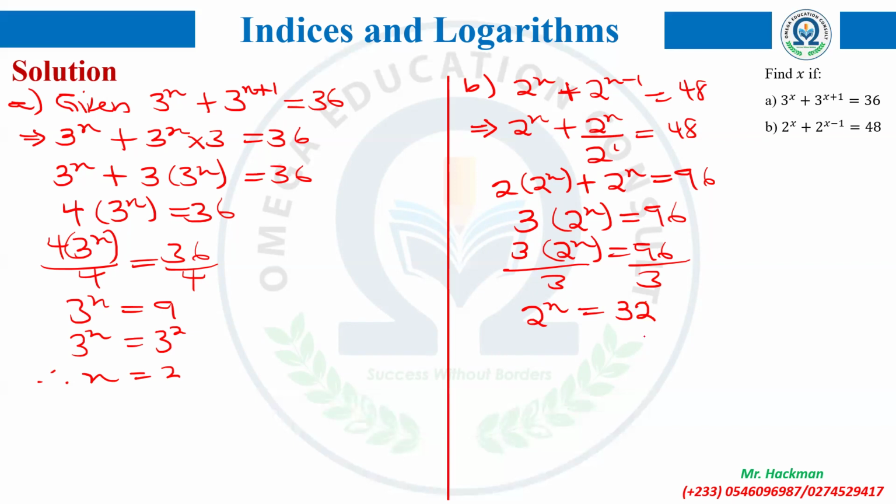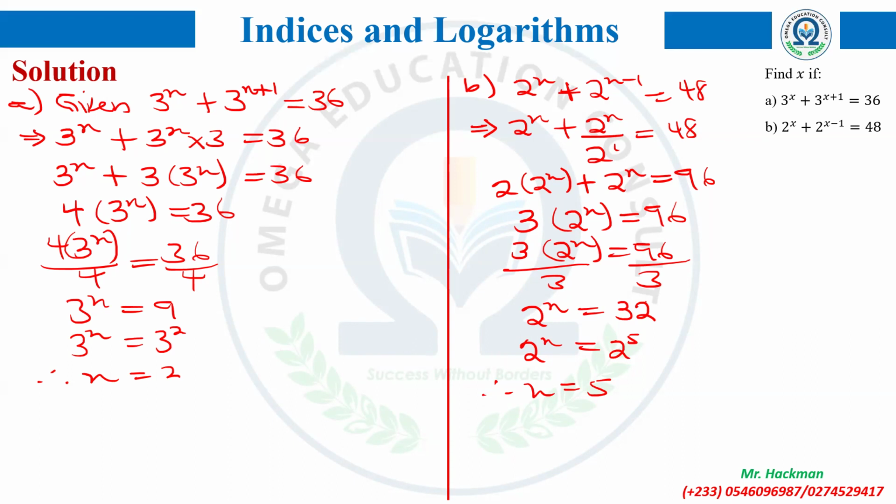Can we write this 32 as 2 to a certain power? Yes. So we are going to get 2 to the power x is equal to 2 to what power? 2 to the power 5. So therefore x will be equal to 5. Is that clear? Is my point well made? Yes, please.